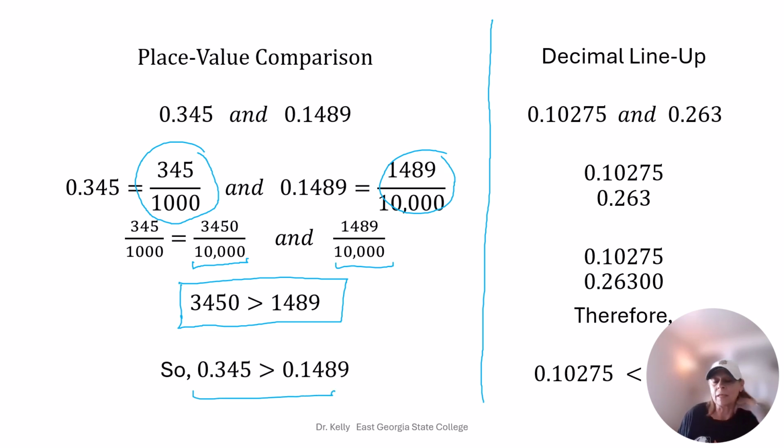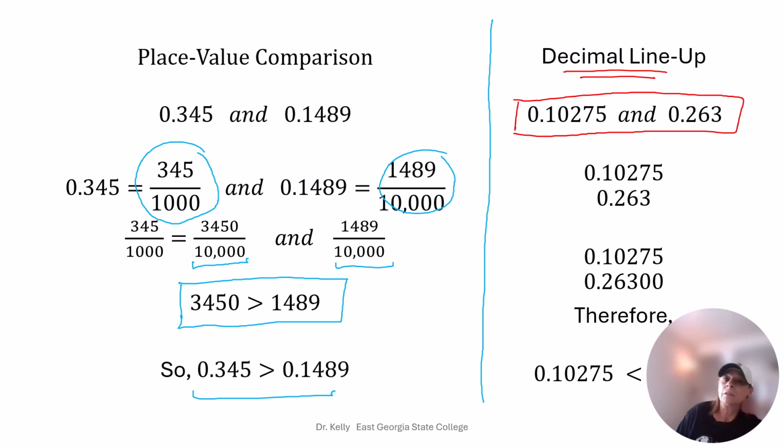Another way, and probably the most common way, or not most common, but a lot of people do it this way, is to do a decimal lineup. And so here are the two that we're going to compare. Let's see if I can say this without jacking this up. This looks like it is 10,275 hundred-thousandths. And this one is 10,263 thousandths.